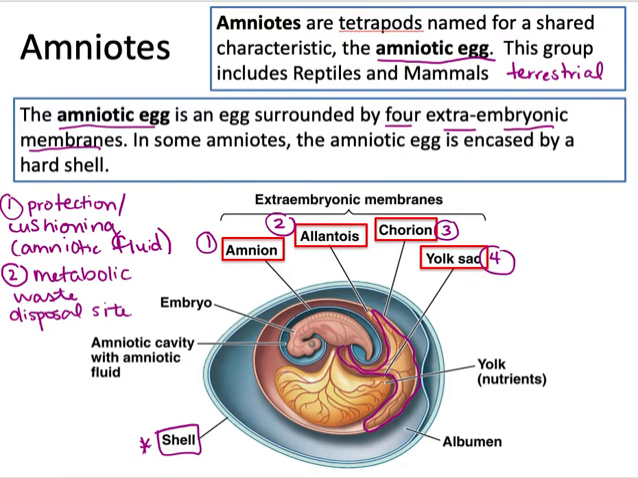And now third, we've got our chorion. The chorion membrane layer shares space with the allantois, but then extends around the entire embryo and outside of the other membrane layers. And the chorion, along with the allantois, is involved with gas exchange between the embryo and the outside environment.